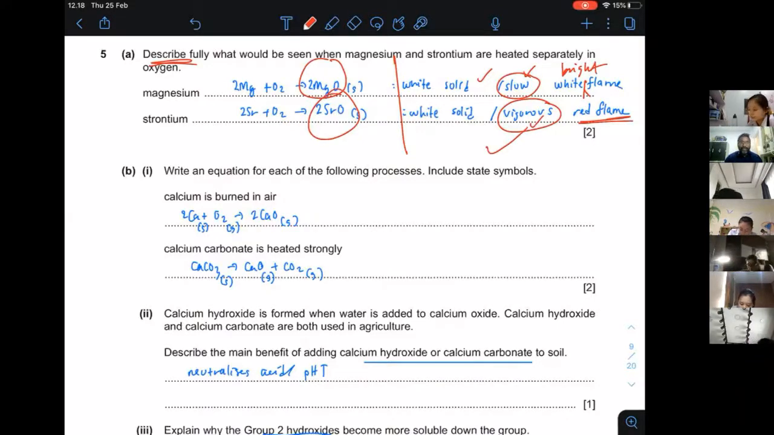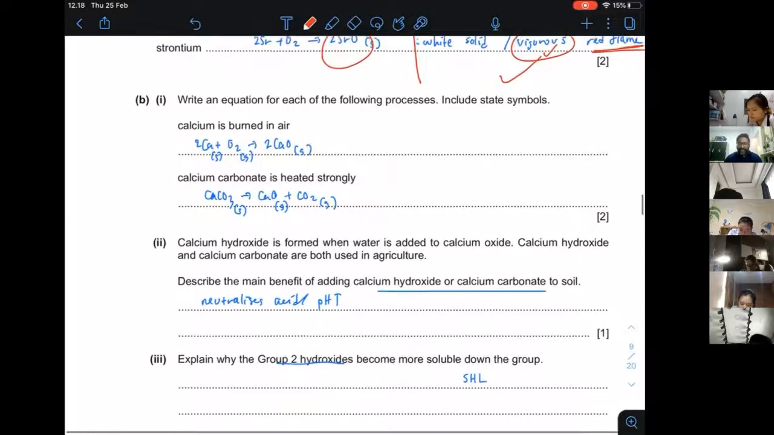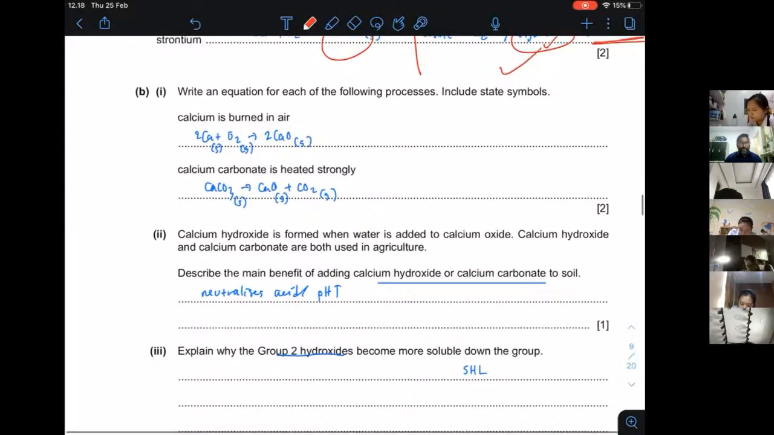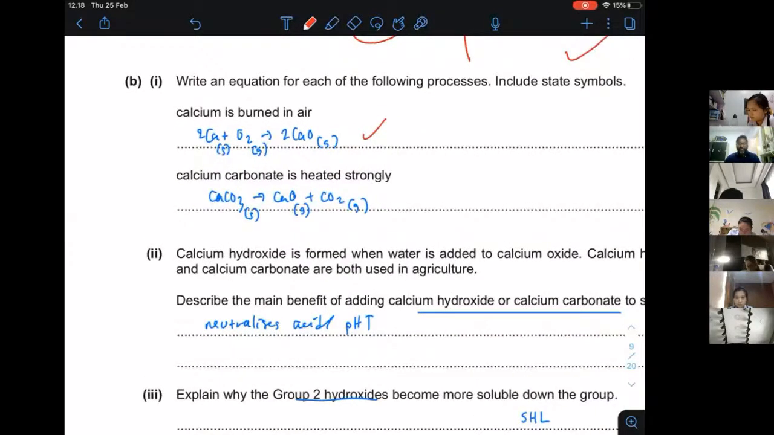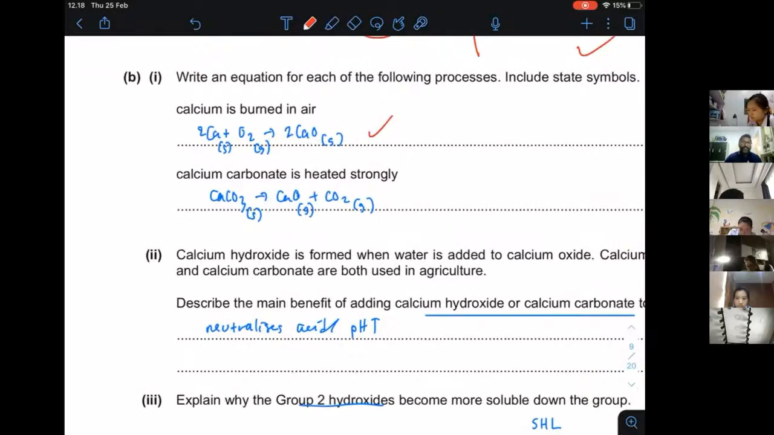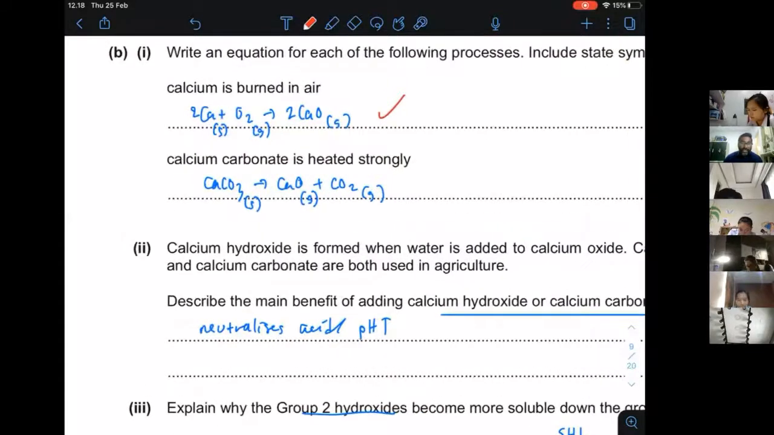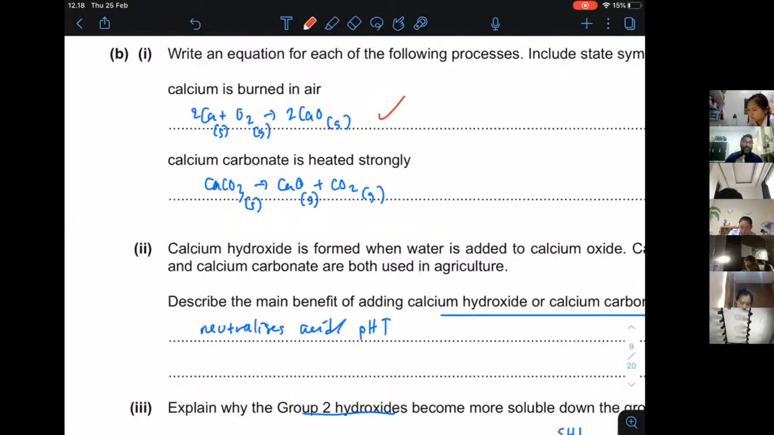Write an equation for each of the following processes. Include the state symbols. Calcium burns in air: Ca plus O2 gives calcium oxide. Balance it, and then write the equation. Calcium oxide is a solid. Now, calcium carbonate is heated strongly. This is a decomposition reaction. The carbonate will give you calcium oxide plus carbon dioxide. So you just write it down over there. Calcium oxide is a solid.